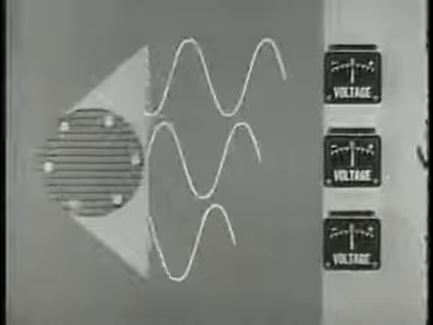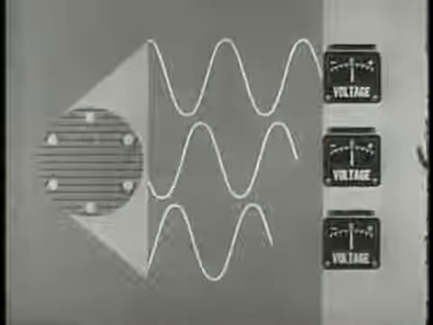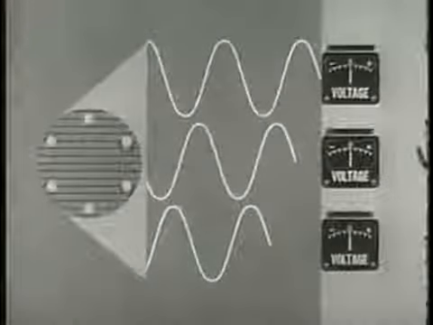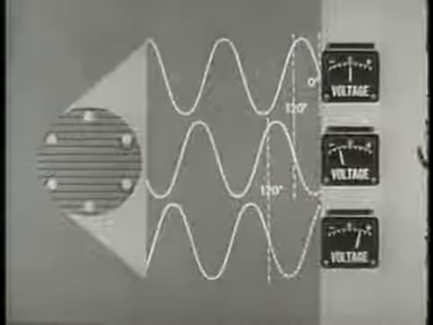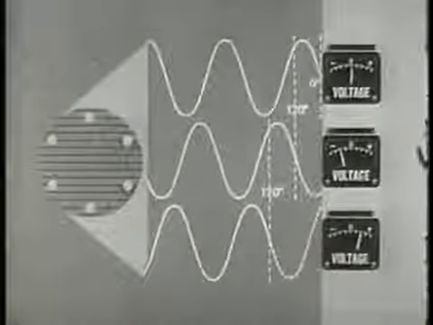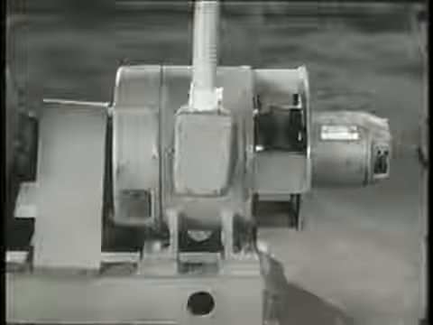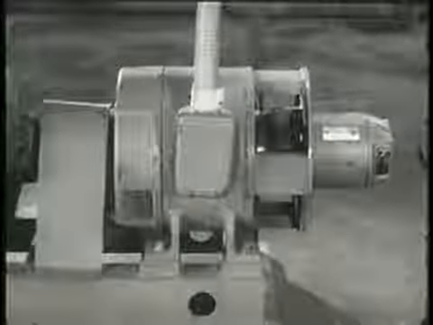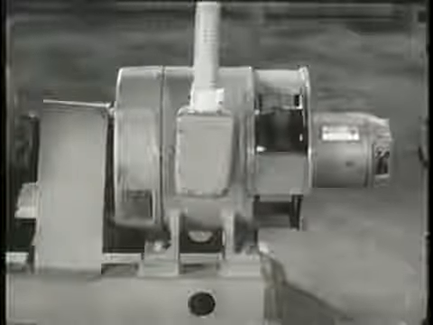The output of the three-phase generator, therefore, will be three AC voltages 120 degrees out of phase. The field of an AC generator is always excited by a DC voltage, in this case by a small DC generator in tandem.